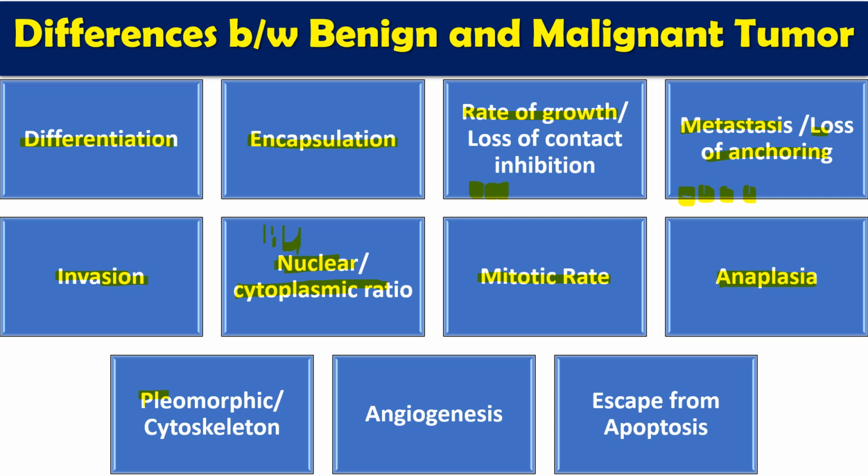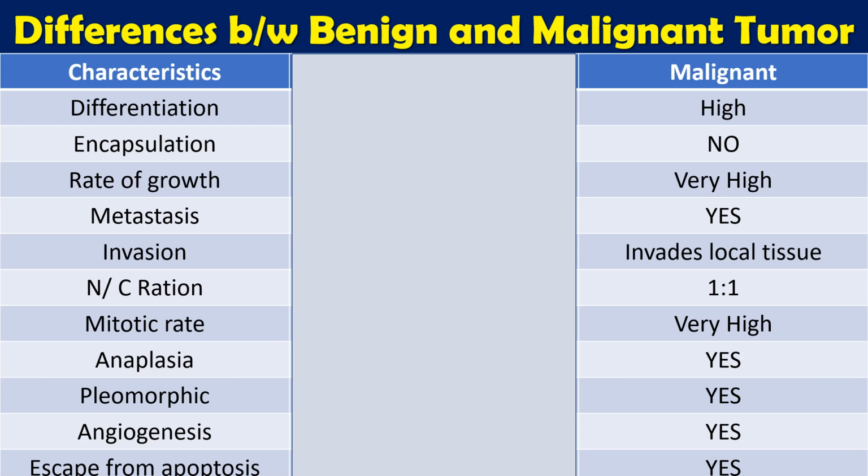Angiogenesis, formation of new blood vessels, and escape from apoptosis. Normally, cells will not have this kind of division. So these are the basic characteristic features of cancer cells. If we look at differentiation in the case of malignant cells, differentiation will be high, meaning the normal cells and the modified cells will be completely different. They will not be very similar.